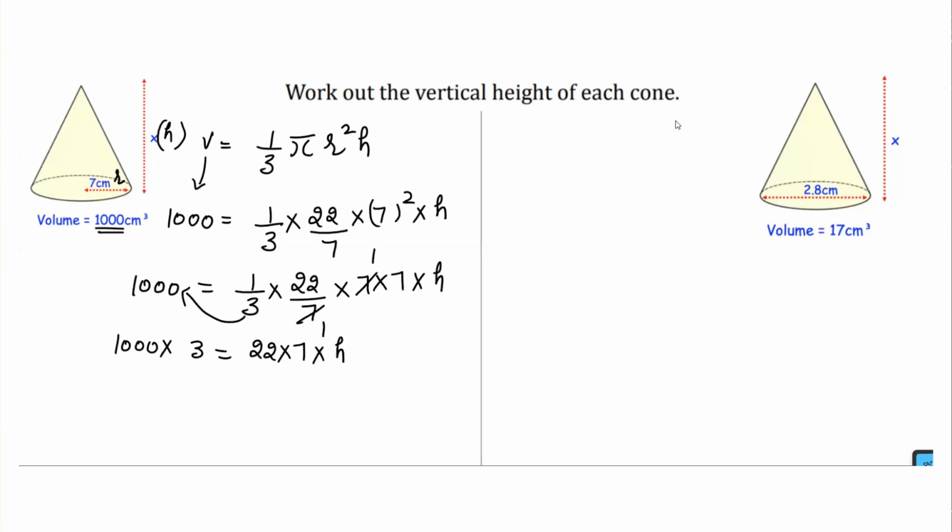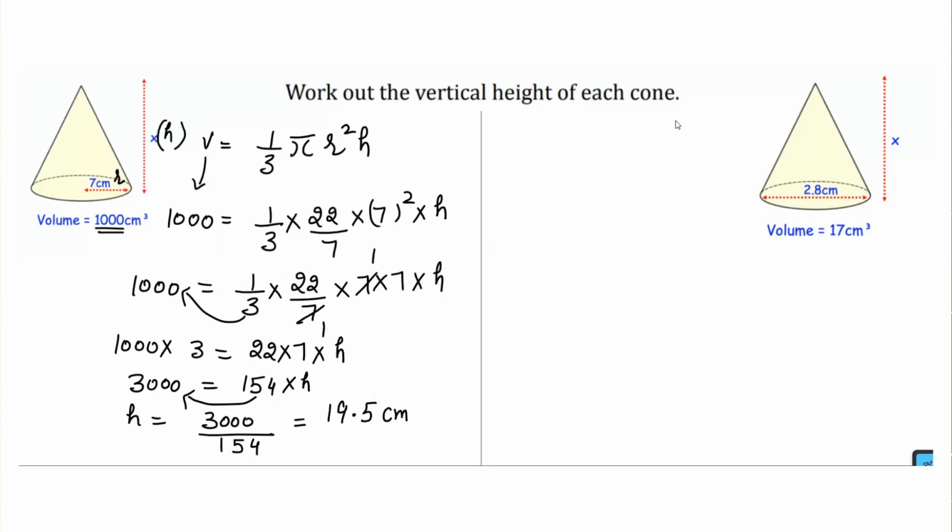So we will get 3000 equals, we can multiply 22 with 7, which gives 154 into h. So h will be equal to, we will take 154 to this side. So it would be 3000 divided by 154, which when you calculate, you will get approximately 19.5 centimeter. So that's the value for height here.